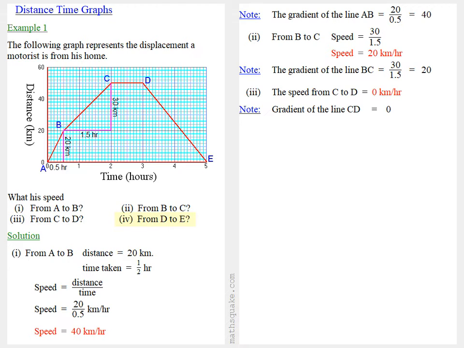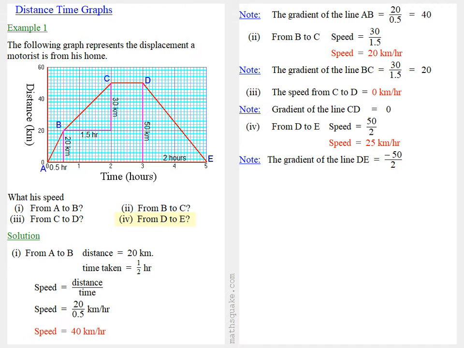And in part 4, we're asked, what's his speed from D to E? Now the speed is the distance travelled, which is 50 kilometres, over the time taken, which is 2 hours. So it's 50 over 2, or 25 kilometres per hour. But the gradient of the line DE is minus 50 over 2. The line has a negative gradient, which is minus 25.